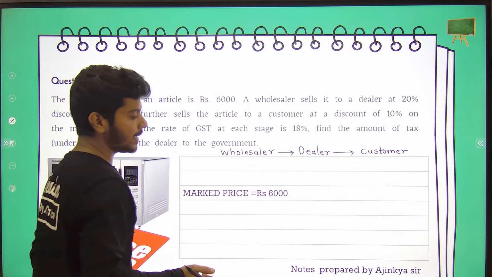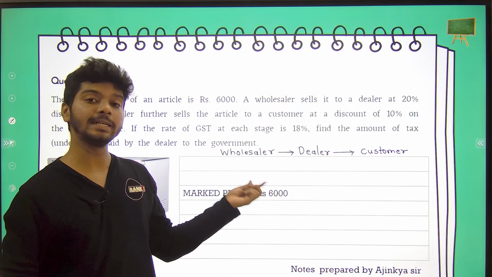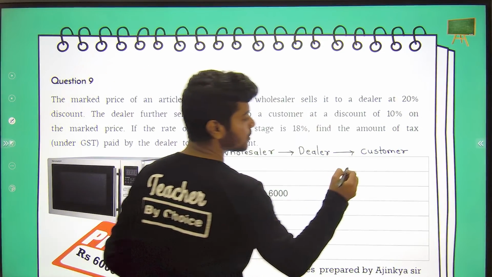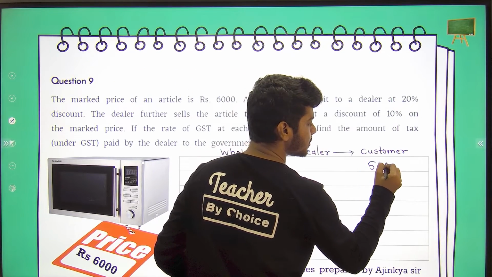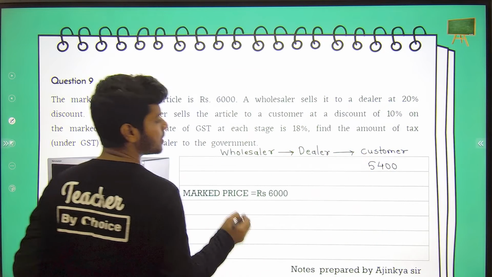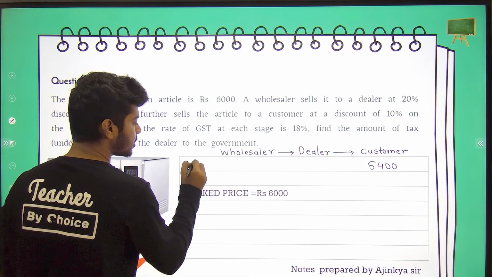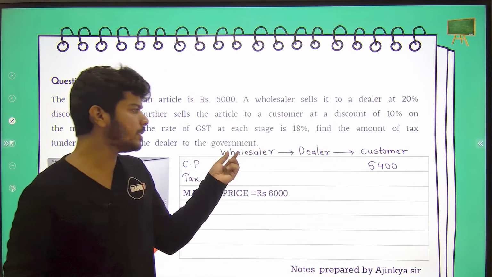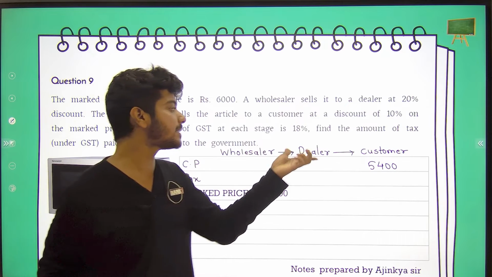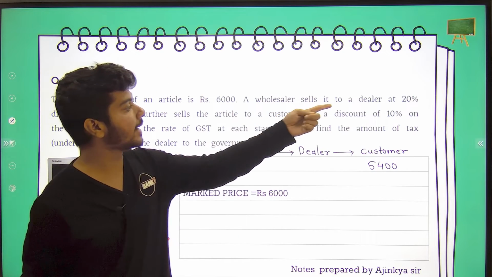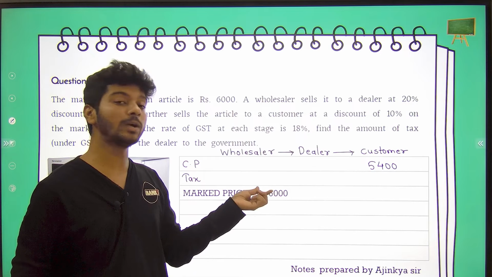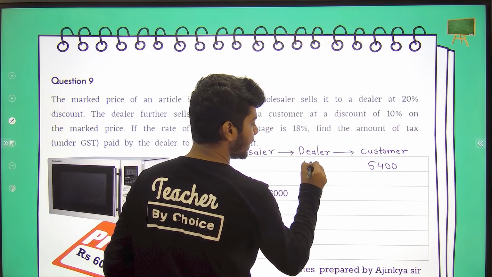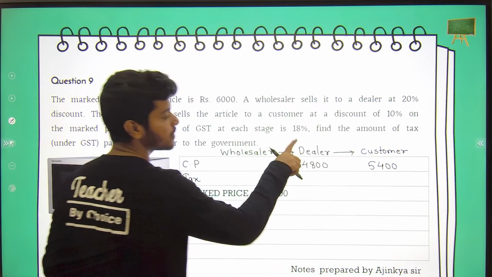So what we can say here: remove 10% from the MRP, 600 will be subtracted, which would be 5400. So can I say the cost price for the consumer or customer is 5400? This is my cost price column, this is my tax column. Now the wholesaler is also selling it to the dealer at some discount. That discount is 20% off. So can I say 1200 will be subtracted from this? So we will get 4800 as the cost price for the dealer.